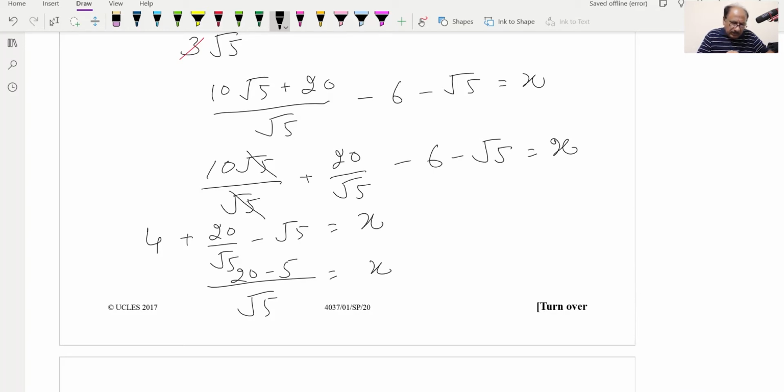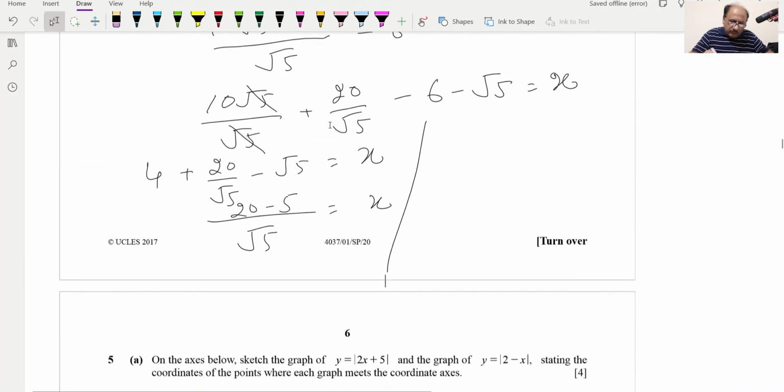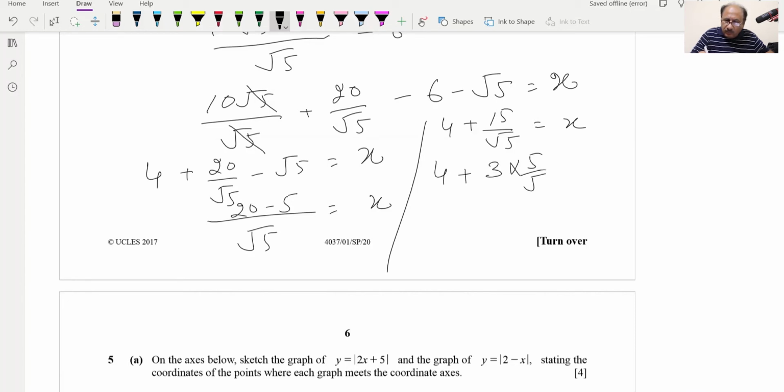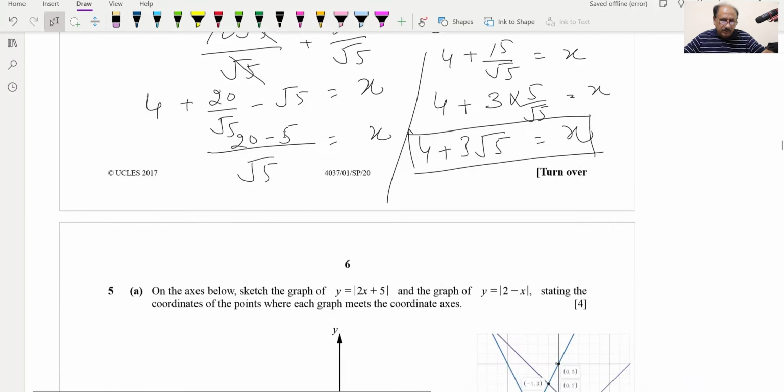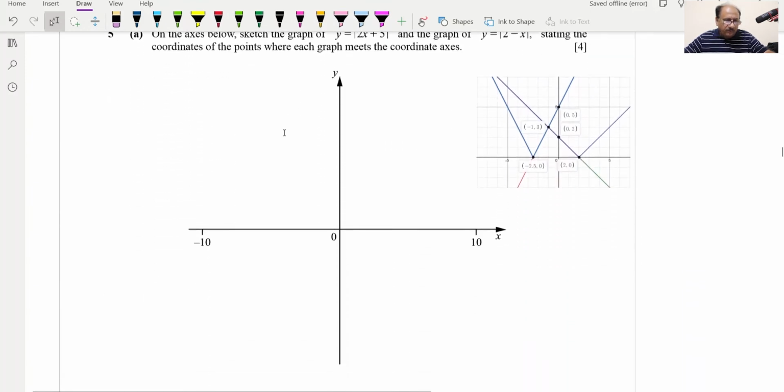So we can write it as 4, so it will be 4 plus 15 over under root 5, and this is equal to x. And 15 we can write as 3 into 5 over under root 5 is equal to x. And we can write this as this, so this will be our final answer for the x value. Hopefully you understood this. Now we can move to question number 5.